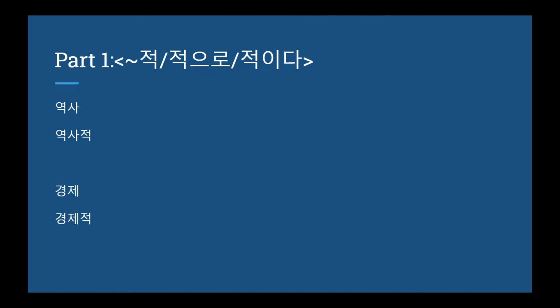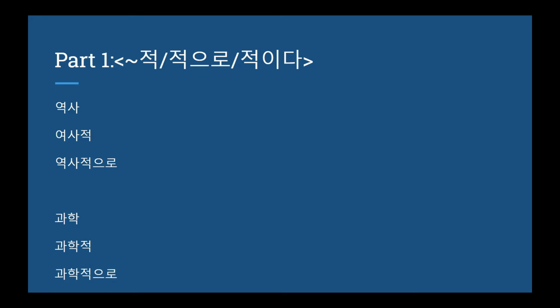Now, let's look at 적으로. Basically what it does is it adds like an ly at the end. So, 역사, history, historical, 역사적, and then 역사적으로, historically. So you added that little ly at the end. Same thing with science, 과학, 과학적, scientifical, and then scientifically, 과학적으로.